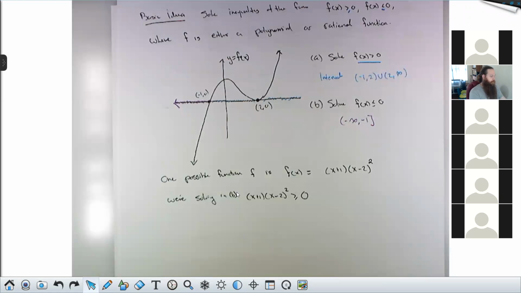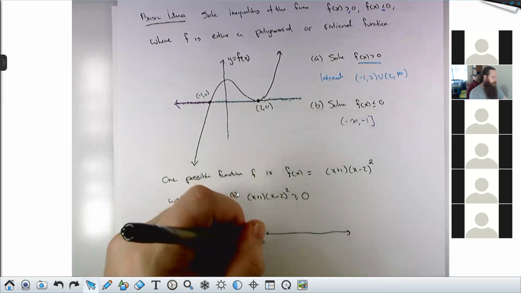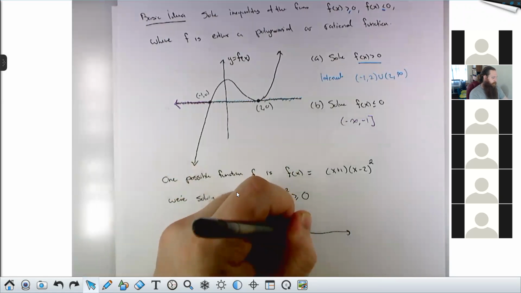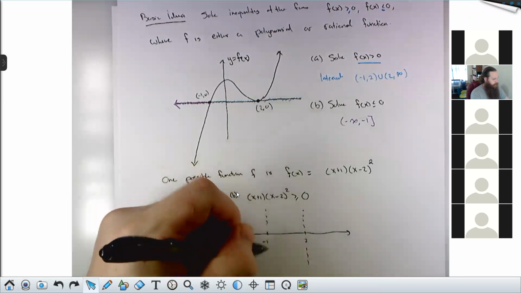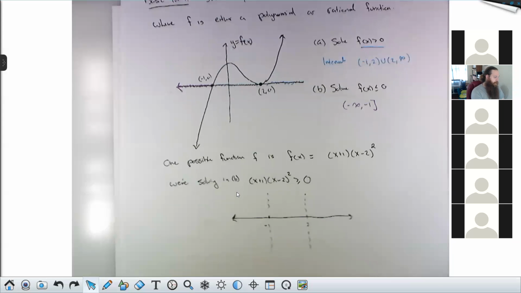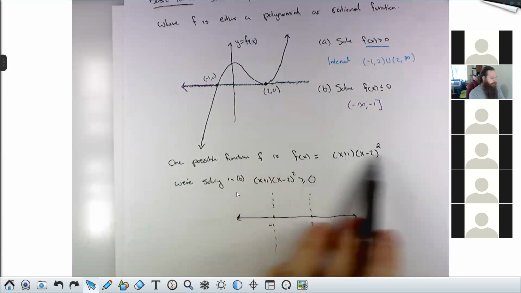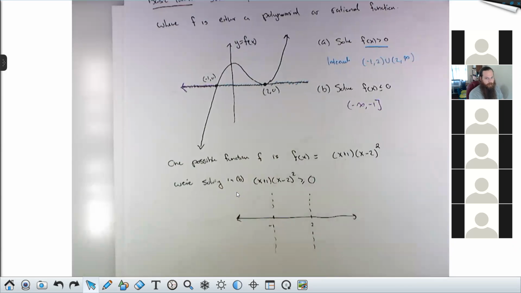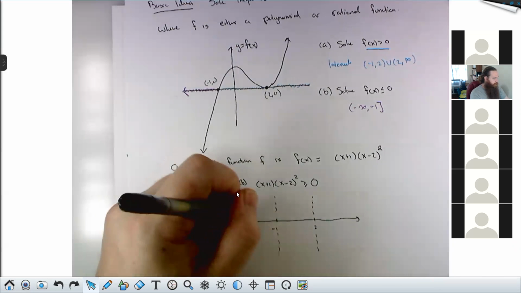This would normally be done by plotting these things on a number line: -1, 2, and we talked about this at the beginning of the semester. That chops the thing up into 3 regions, and you test a point from each region. However, if you know the end behavior of this function, and I do from the graph, but also I could get it from here, the lead term would be 1x cubed. I know that the end behavior is going to be negative over here.